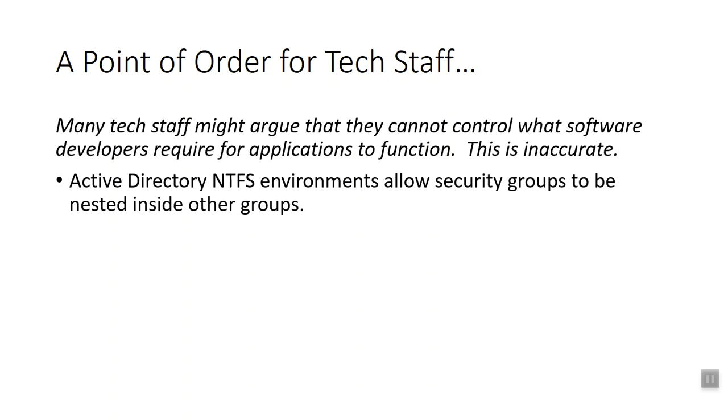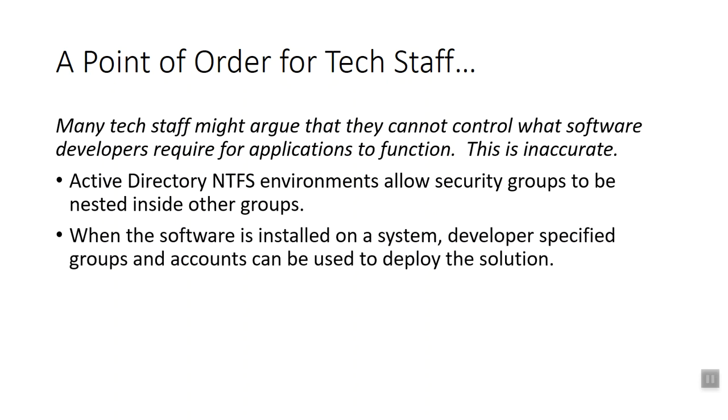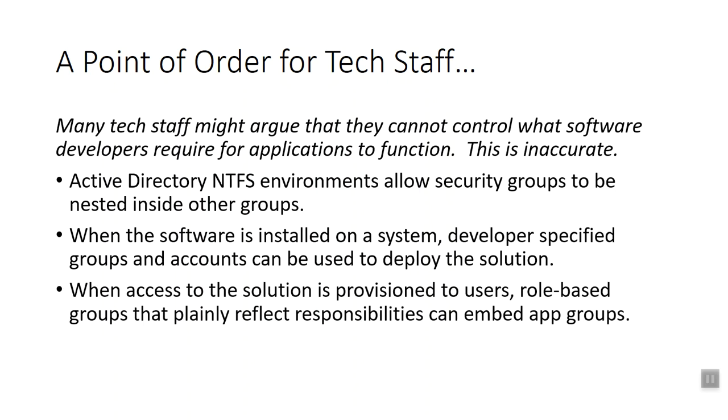Active Directory NTFS environments allow security groups to be nested inside other groups. So what does that mean? When the software is installed on a system, the developer's specified groups and accounts can be used to deploy the solution. However, when the access to the solution is provisioned to users, role-based security groups that plainly reflect the responsibilities can be embedded inside the application security groups. It can be nested inside those other groups. So the local context can be managed by the leads in those departments and in the tech department, right?